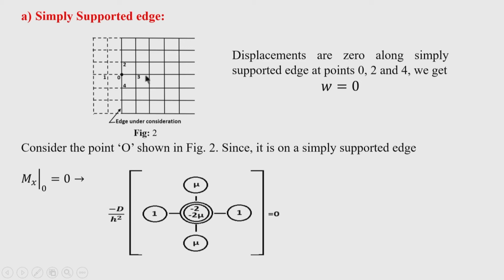Now, we have to place the stencil for bending moment at the node 0 here at the edge. If I place the stencil here, that means the center value is placed at 0. Very carefully note it. So, you get one value outside the plate. How to consider this?